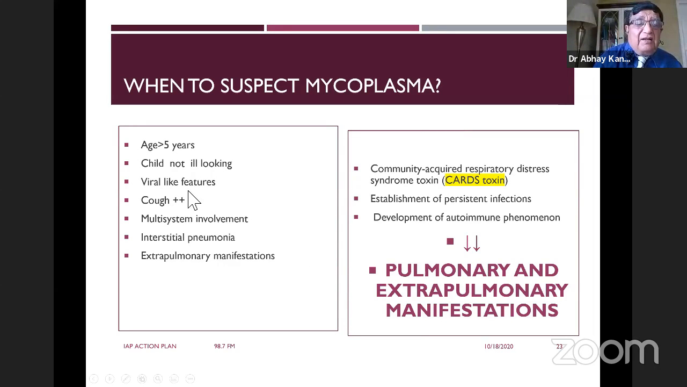So whenever the child is more than 5 years, you suspect mycoplasma. But I told you, mycoplasma can be severe. Mycoplasma can occur in a child less than 5 years, and more cases are now coming in younger children less than 5 years with complication; we often see mycoplasma nowadays. And this is mainly because of the development of the community-acquired respiratory distress syndrome toxin, CARDS toxin, and they are responsible for both extrapulmonary and pulmonary manifestation. This pulmonary manifestation may be because of a direct infection, but some of the extrapulmonary manifestation is because of the post-infective immunological phenomena induced by this toxin.